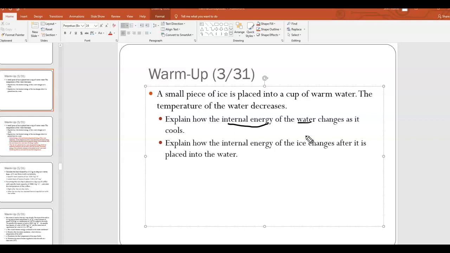So remember, the internal energy of a substance is basically the internal kinetic energy of the atoms or molecules making up the substance plus the internal potential energy of the atoms or molecules making up that substance. Now make sure that you mention the atoms or molecules. In this case it would be molecules because water is obviously made of H2O molecules. But you have to reference that. You can't just say, oh, kinetic energy plus potential energy. No, that's not what it is. It is the kinetic energy of the atoms, or the kinetic energy of the molecules, plus the internal potential energy of the atoms or molecules.